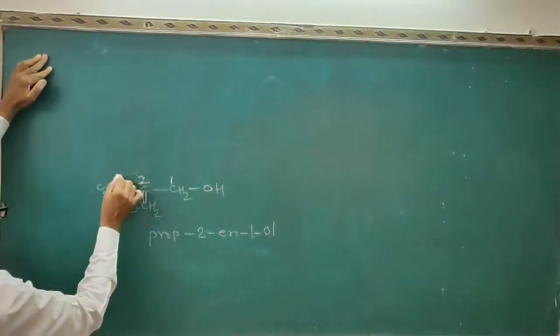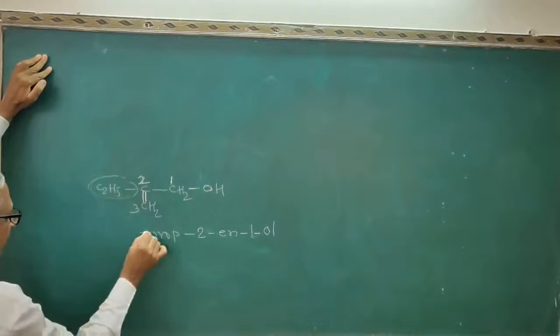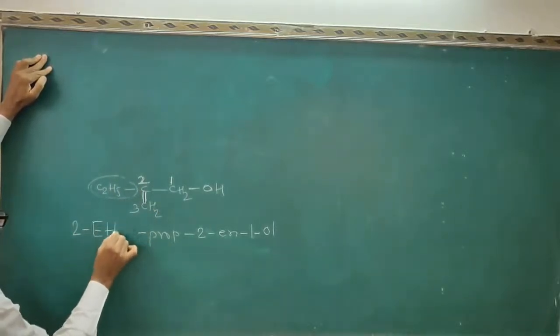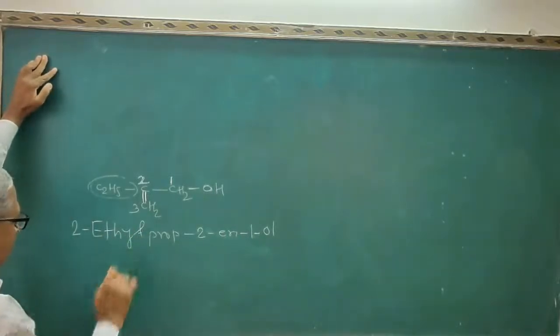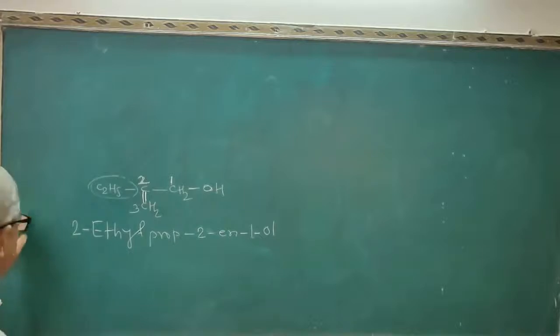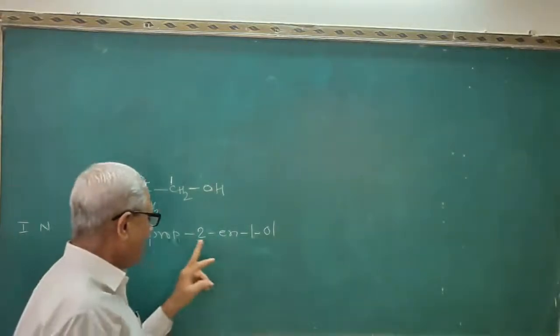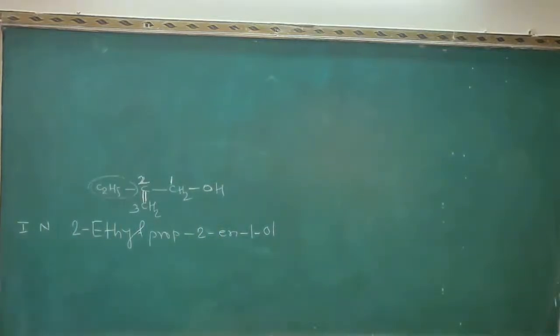Again see, the substituent is present on the carbon number 2 and the name of the substituent is ethyl. E must be capital here. 2-ethyl propane. 2-ethyl. So the complete IUPAC name of this molecule is 2-ethyl prop-2-ene 1-OL. Now see the next example here.